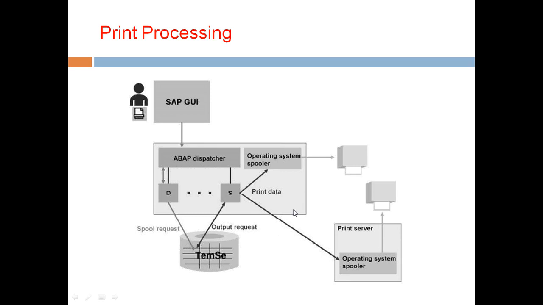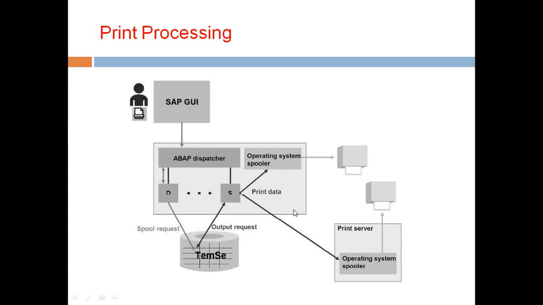Spool requests can be created by dialog work processes or by background work processes. Spool work processes do not create spool requests. If any user wants to print immediately, he can directly use the dialog work process. Some other users want it to be printed through a background work process, like when the program ends, they want all the data to be printed once that job is done. So this is how it works through dialog and background work processes.